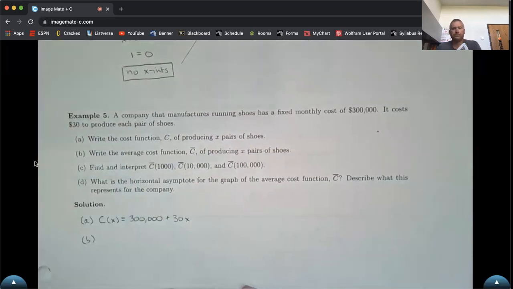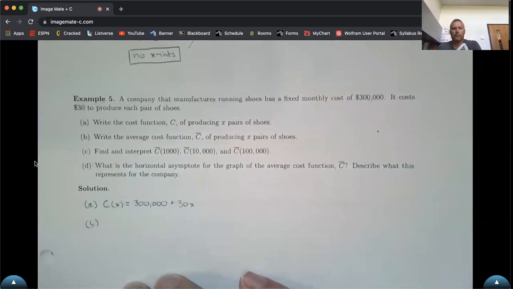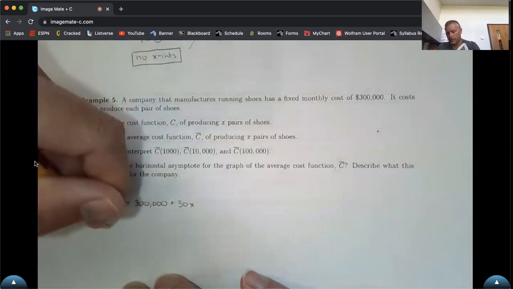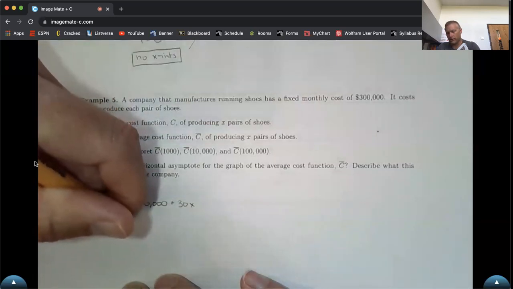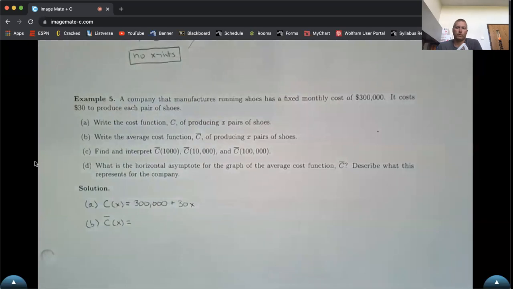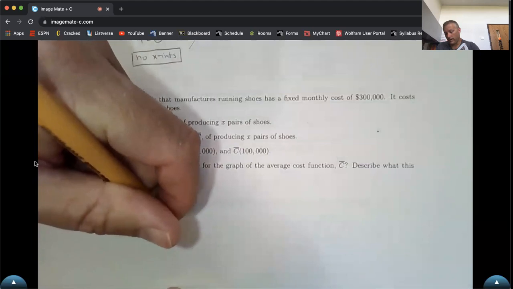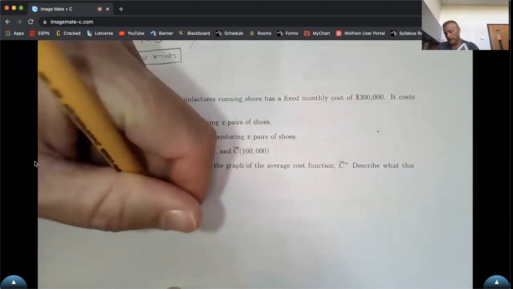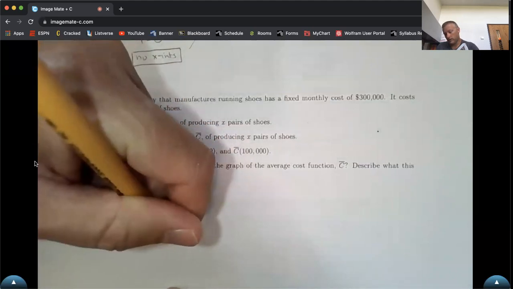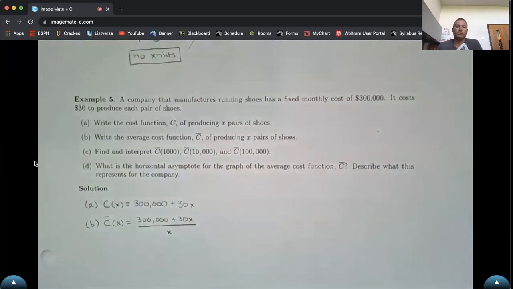In B, you want to find what's called the average cost function. So when you want to find an average, like say I want to find an average quiz score, I add up all the quiz scores and divide by the number of quizzes. It's the same principle with average cost. Take the total cost divided by the number of pairs of shoes you've produced. The total cost is what we found in part A, 300,000 plus 30x. This is to produce x pairs of shoes.